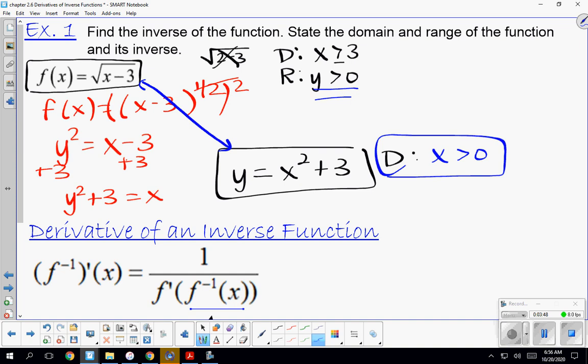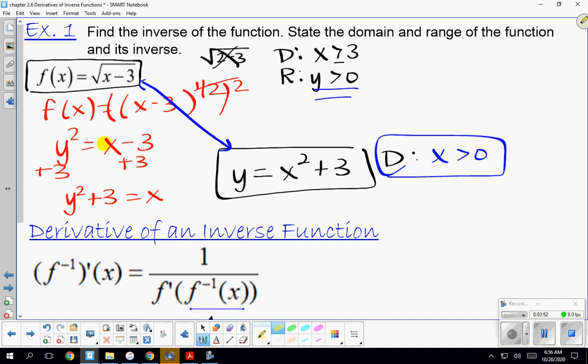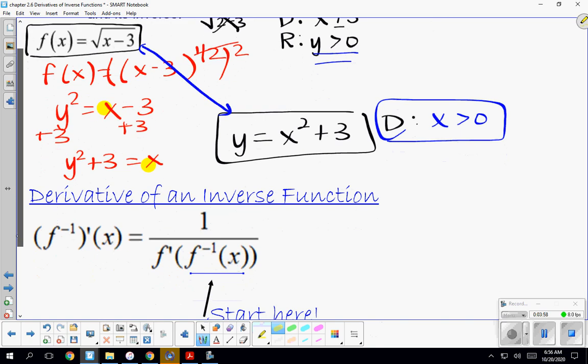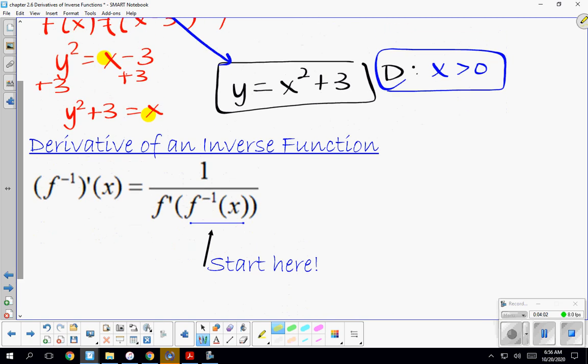Okay? Sometimes we can't do that. We cannot always solve for x. Remember, we were getting x by itself here. Unfortunately, that's not always possible. If that's not possible, I can't take the derivative of the new function. So what I have to do is use this formula.